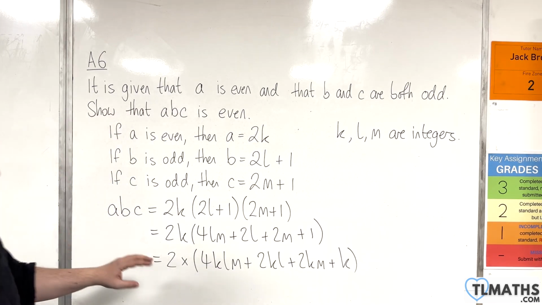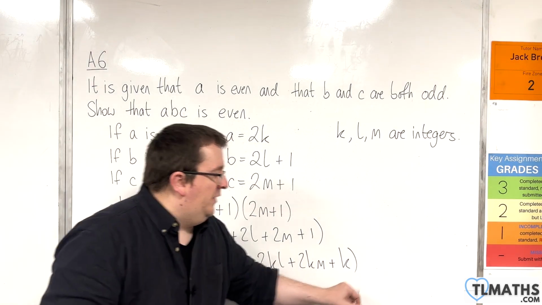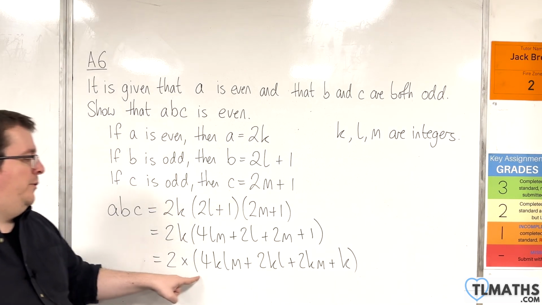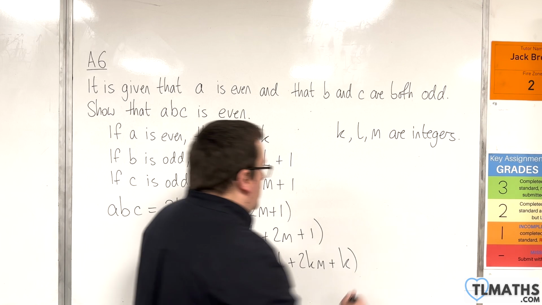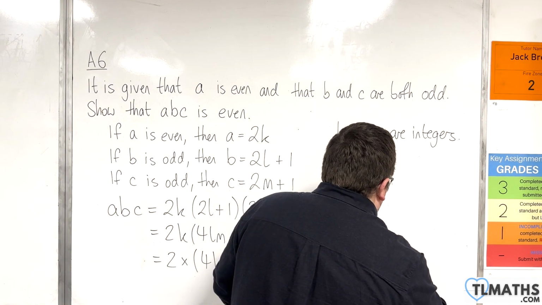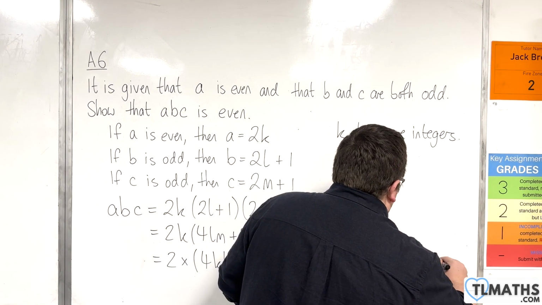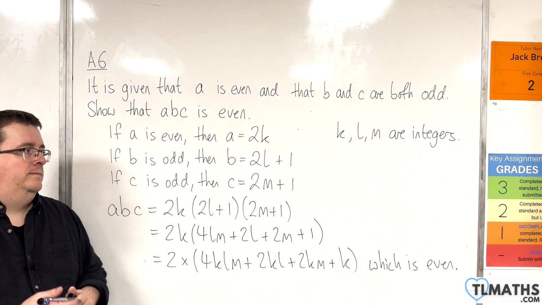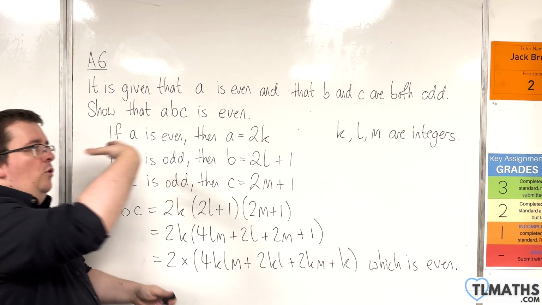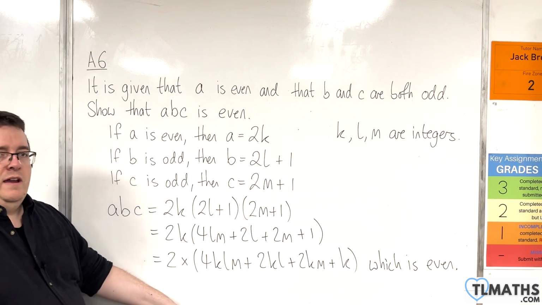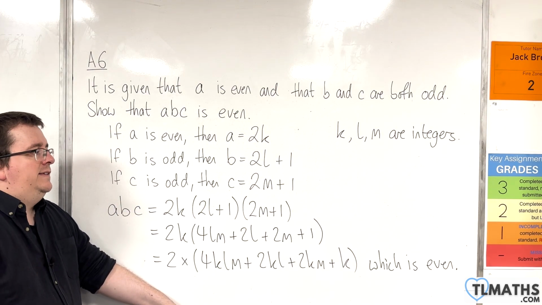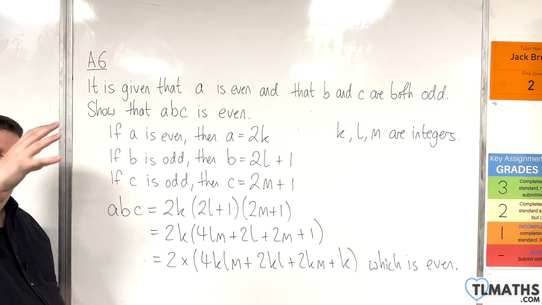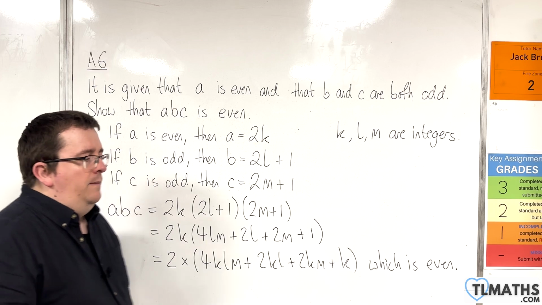But the idea here is that I've got 2 times some integer. If k, l, and m are integers, then that also has to be an integer, which is even. Because 2 is a factor. So this is the more algebraic way of writing this down so that everything's clear, rather than just having even times odd is odd.